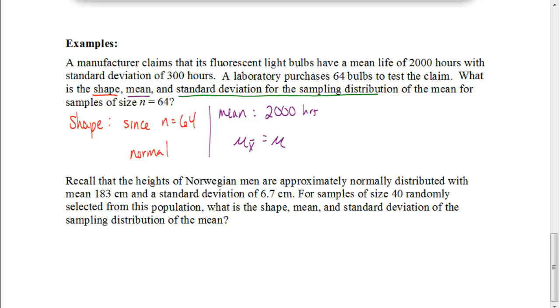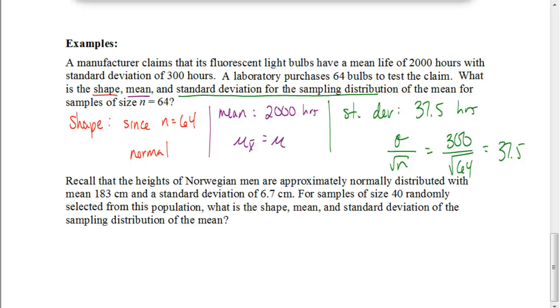To find the standard deviation, that's where we have to do a little bit of work. That's where we have to use that formula from that table up above, where we take the standard deviation of our population divided by the square root of the size of our sample. 300 is the standard deviation of our population. Our sample size is 64, so we take the square root of 64, which we know is 8. So 300 divided by 8 gives us an answer of 37.5. So our standard deviation would be 37.5 hours for our sample mean.